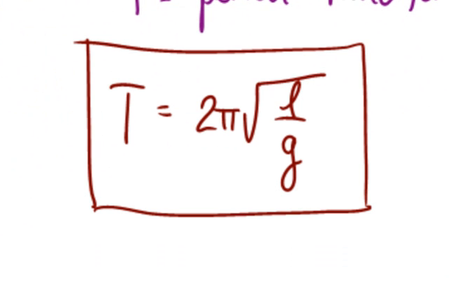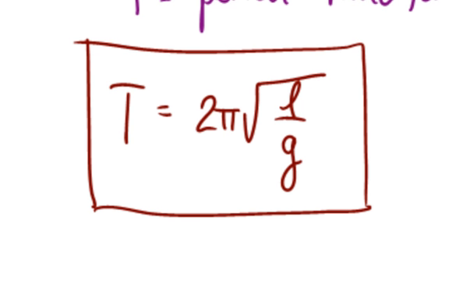Here it is. The period for a simple pendulum, the time it takes for one complete cycle, is equal to 2 pi times the square root of the length divided by the acceleration due to gravity, g. It turns out that the period of this pendulum will be the same no matter what the mass is of the object. You see that mass doesn't show up in the period formula. And you can also see that it doesn't depend on how large the swing is, what the amplitude of the swing is.